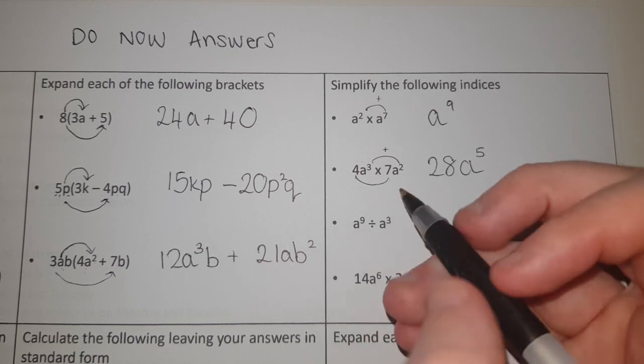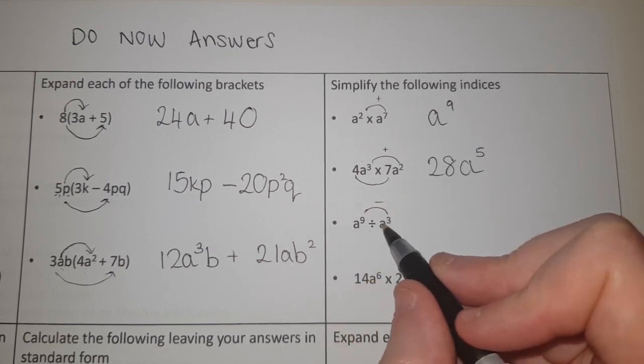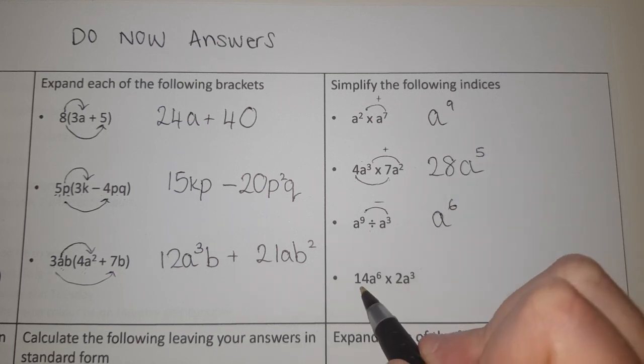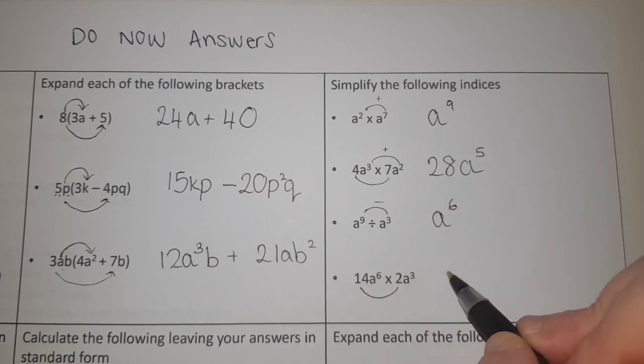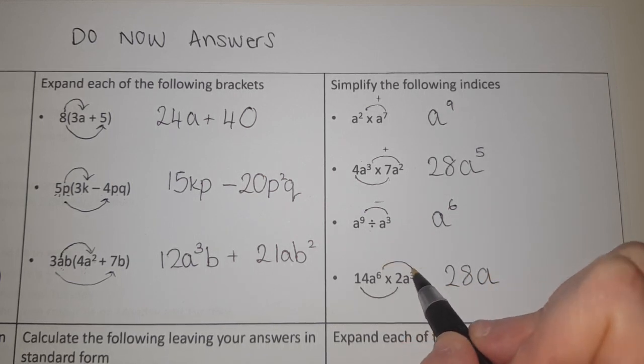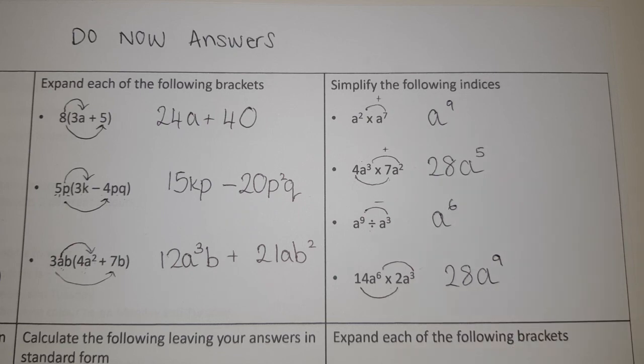Right, when we divide, we subtract the powers. So 9 subtract 3 is 6. And then on the last one, multiply as normal. 14 times 2 is 28. A to the power of, and it's a multiplication, so we're adding. 6 add 3 is 9.